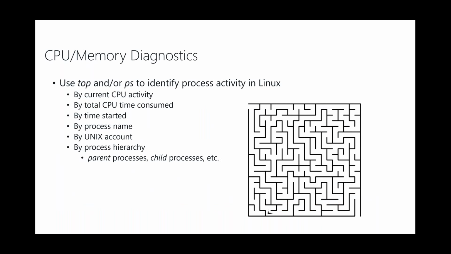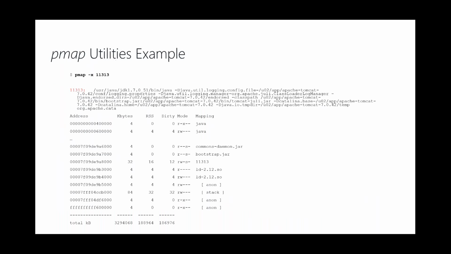Next is CPU and pmap and CPU diagnostics. pmap, like I said, isn't as valuable for someone on the SQL Server side, but I wanted you to at least see it. Again, using our 11313, which was our Java process, you can see I do a pmap -x 11313. What this does is break down that entire process, that PID, by every single piece of memory, every piece of resource that it's using, and it shows me what each of these are.